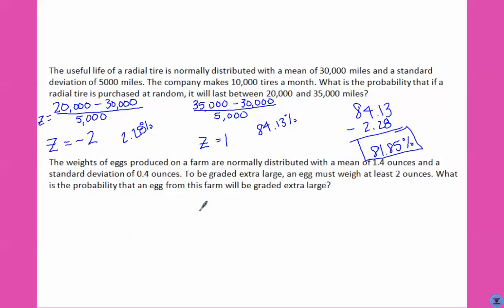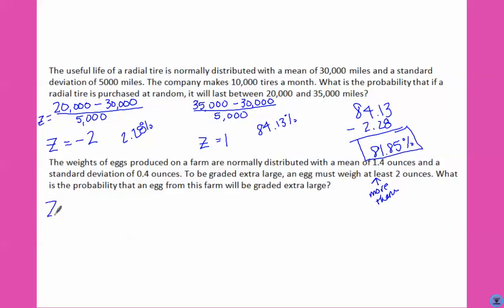Now onto the farm. The weights of eggs produced on a farm are normally distributed with a mean of 1.4 ounces and a standard deviation of 0.4 ounces. To be graded extra large, an egg must be at least 2 ounces. This means more than. Has to be more than 2 ounces. What is the probability that an egg from this farm will be graded extra large?